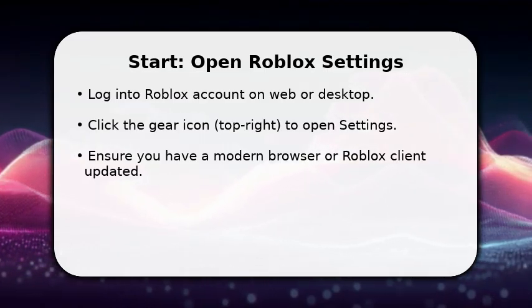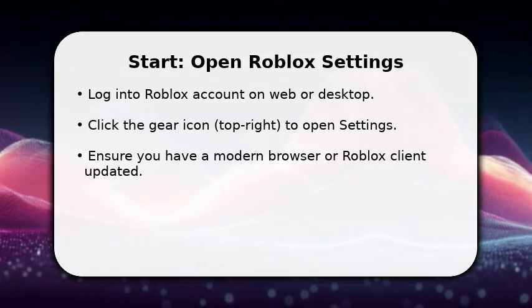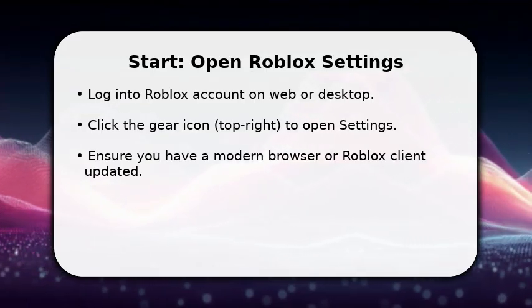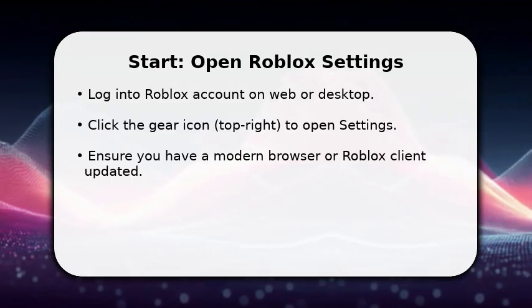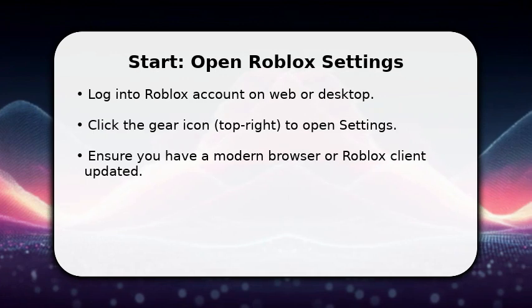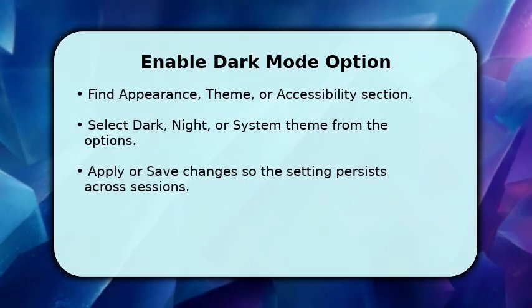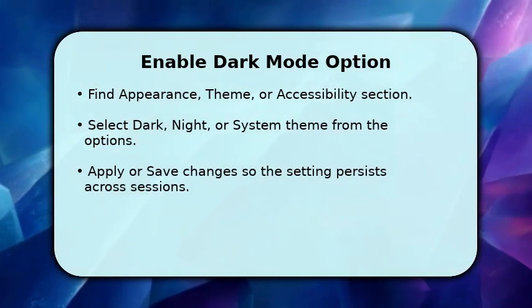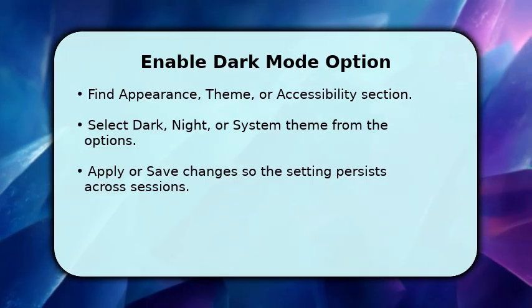Once done, navigate directly to the Settings or Account tab to find Display and Theme controls and prepare to change the mode. Now locate the Appearance or Theme section inside Settings. Sometimes it's under Accessibility. You'll see theme options. Choose Dark, Night, or System if you want automatic switching.